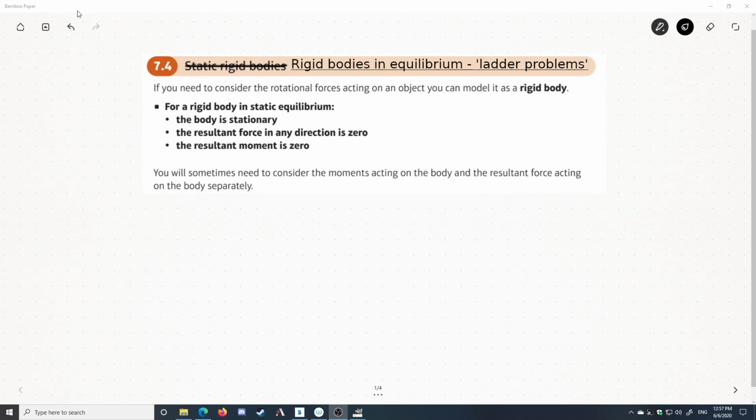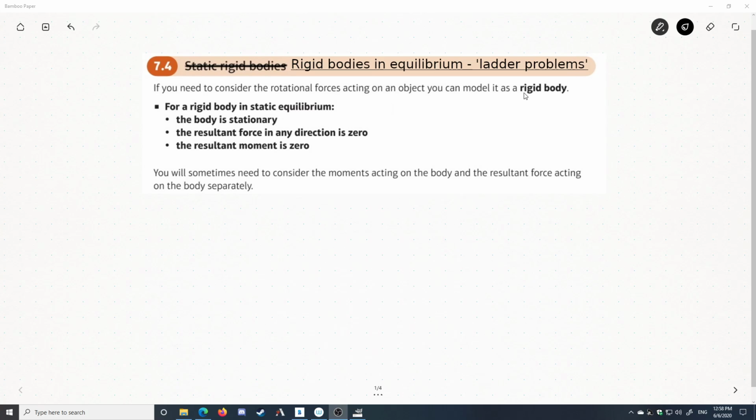So the topic today is rigid bodies in equilibrium, which I normally refer to as ladder problems, because typically the questions will involve a ladder leaning against a wall. So this is from the textbook, and it's just a little bit of guidance in terms of what to do.